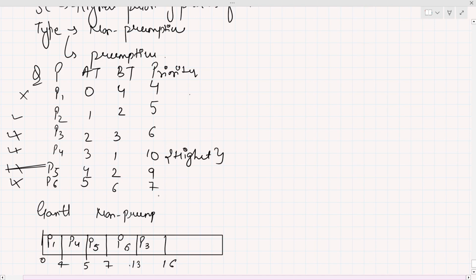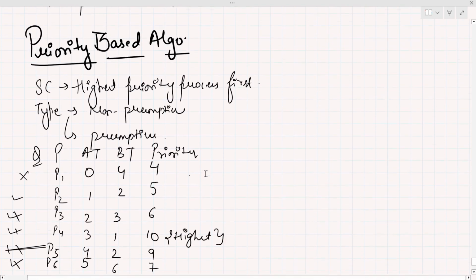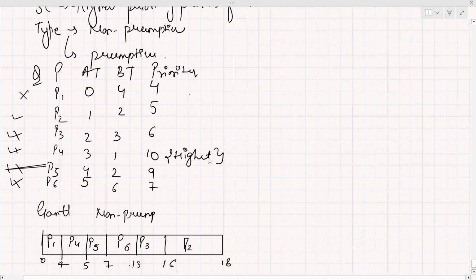Now only one process is left in the queue, so that process will get the CPU. So P2 will get the CPU and the burst time is 2, so 16 and 2 become 18. So this is how we solve a priority based algorithm in a non-preemptive way.